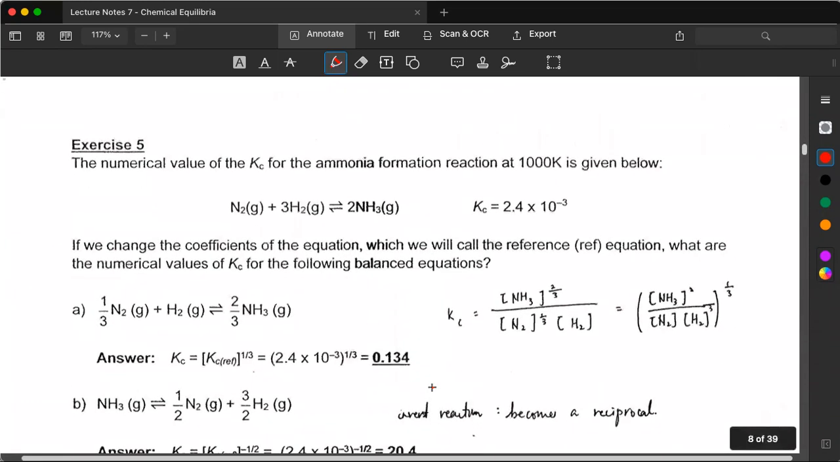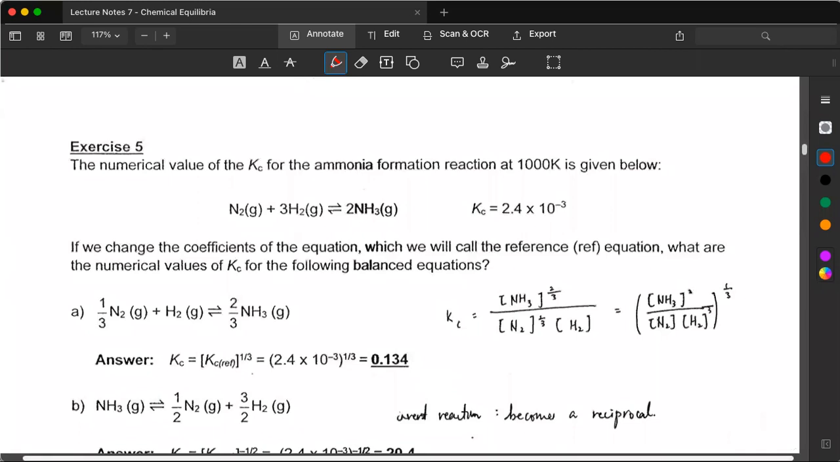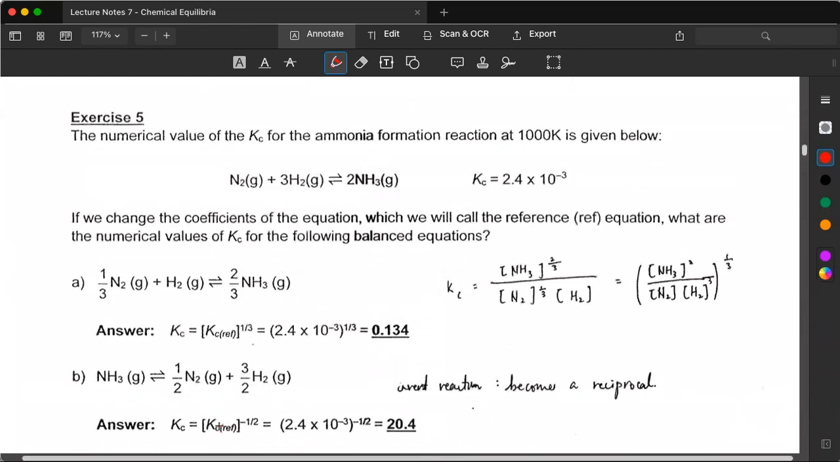Then if you have something like this, it's the same step. But this time around, I think it's the other way around, the backward reaction. You notice that they actually divide by 2 throughout. So you just raise to the power of minus a half. It's minus because it's reciprocal.